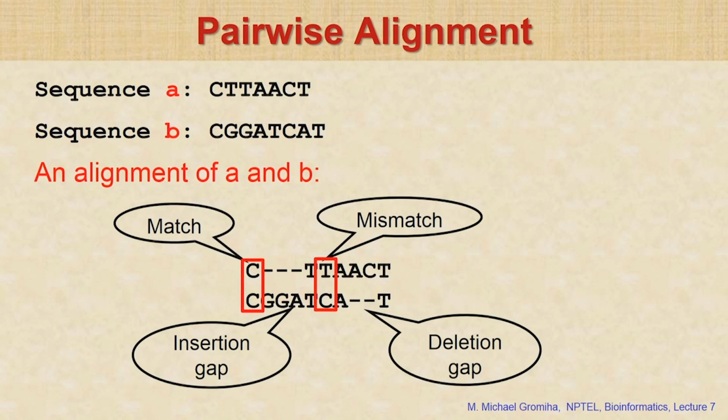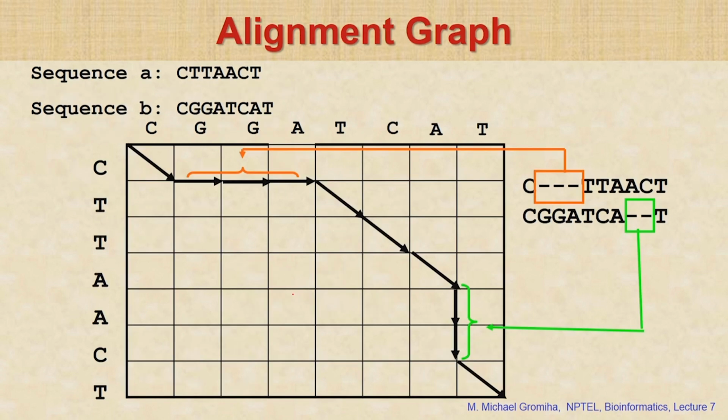There are different ways. For example, there are 2 sequences. When you align the sequences, here this is a match because both are the same, as I discussed earlier. This is a mismatch because both are different. Here we inserted gaps, so this is deleted, so deletion gap. Here we inserted the nucleotide, so insertion gap. Okay, now how to align?